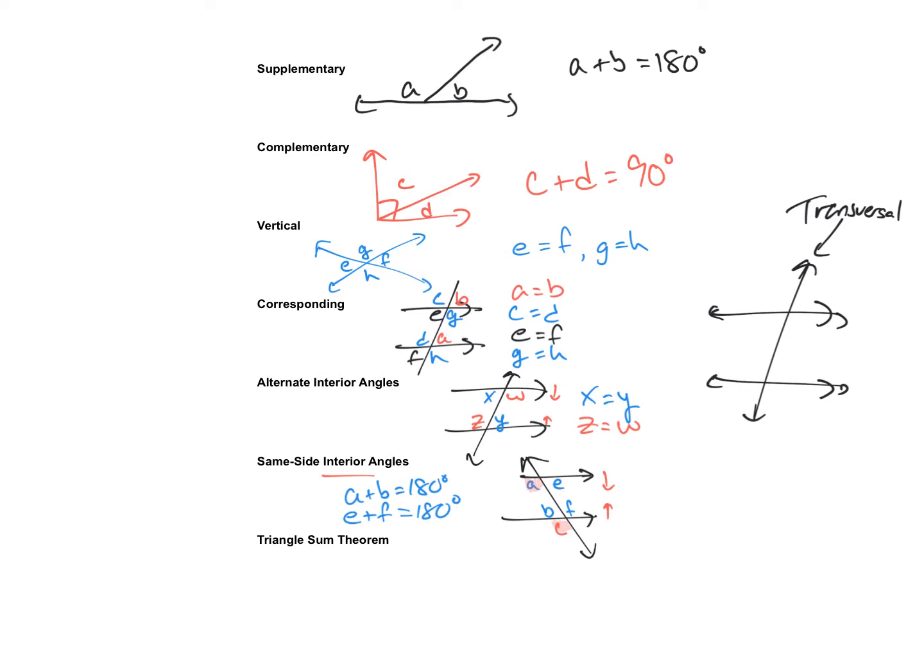The last one is a nice one. We have the triangle angle sum theorem. So we have angle A, angle B, and angle C. And essentially we're saying that angle A plus angle B plus angle C equals 180 degrees. And that'll be a main one that we use for this chapter.